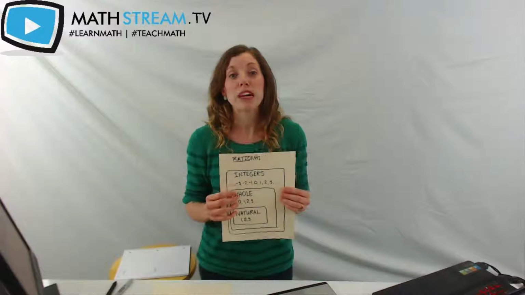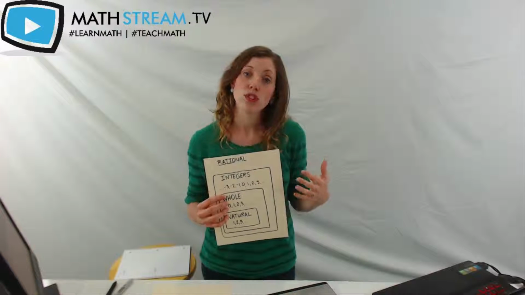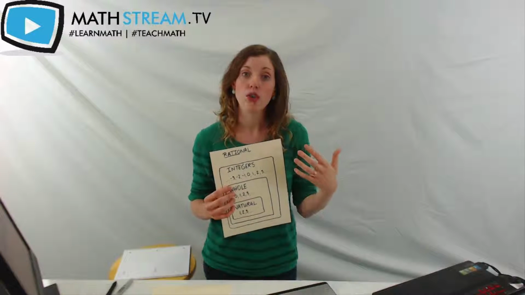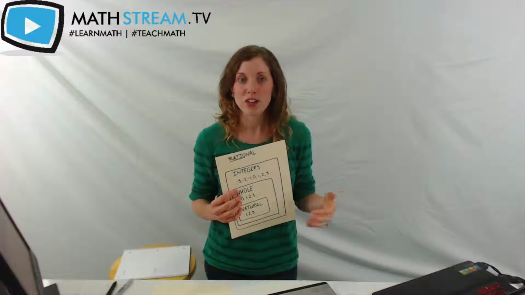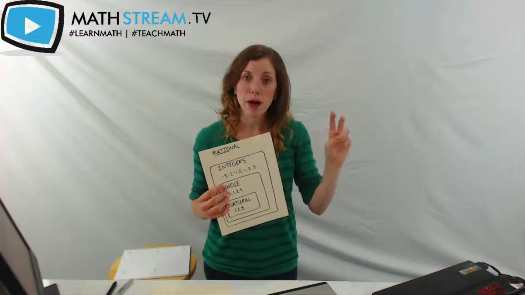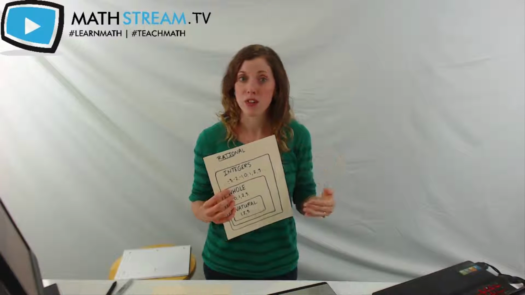So ratio, or rational numbers, is the term that we use to describe all the whole numbers, but also fractions as well. So 1/2, 3/4. We could do improper fractions, like 5/4. It doesn't have to be 4/5. A rational number could be 5/4 as well.